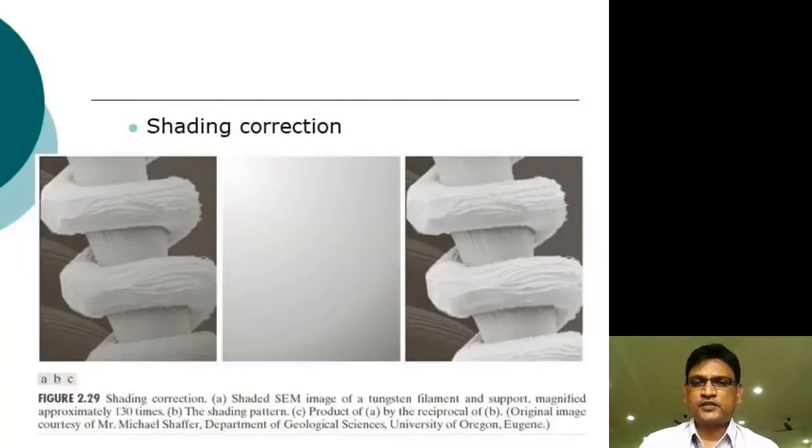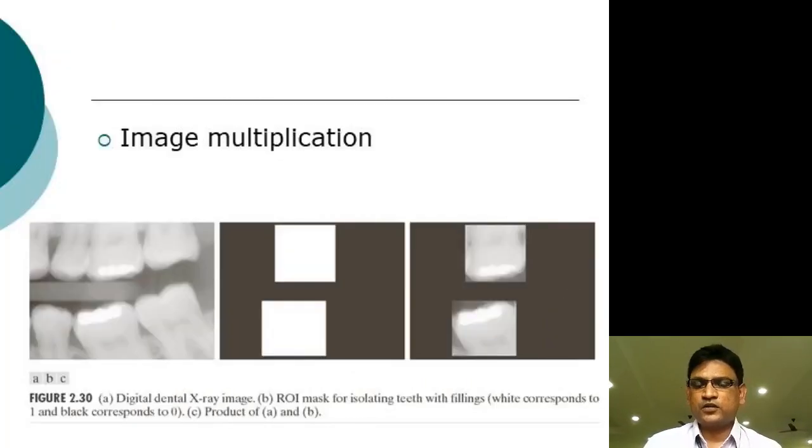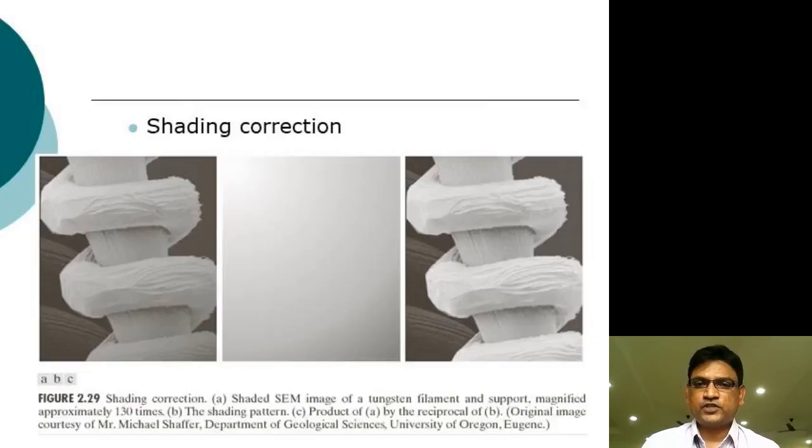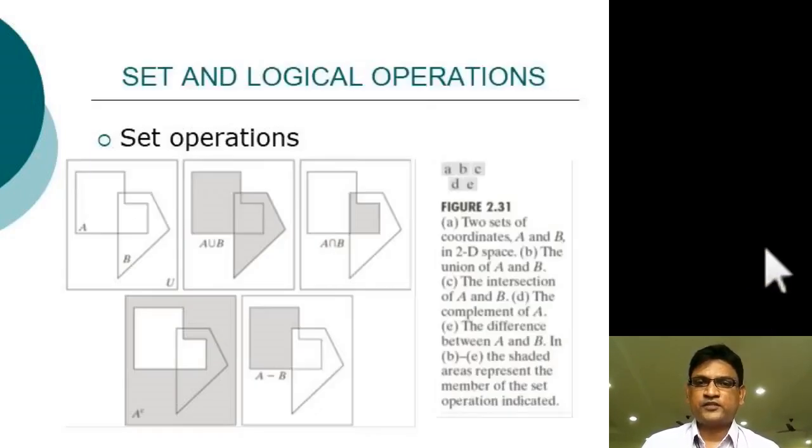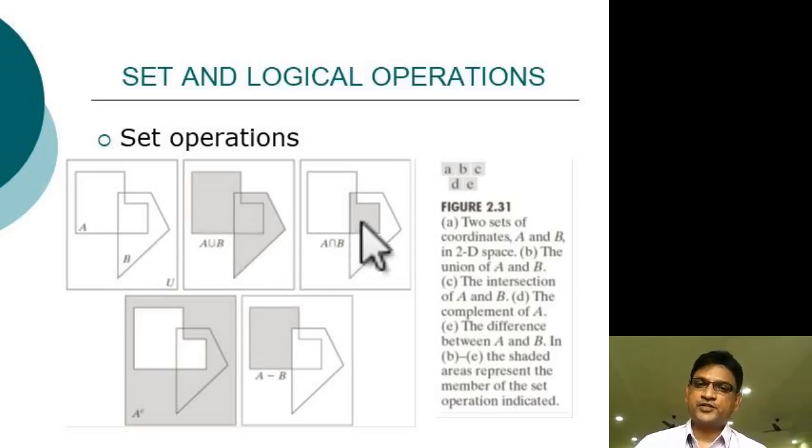And next is the shading operation, or image multiplication. Both the division and multiplication operations are used for correction of shades. The next one is set and logical operations, and these are from basic mathematics. Here we can observe some examples: A union B standing for the entire thing, A intersection B, A complement, and A minus B. So these are the basic operations.